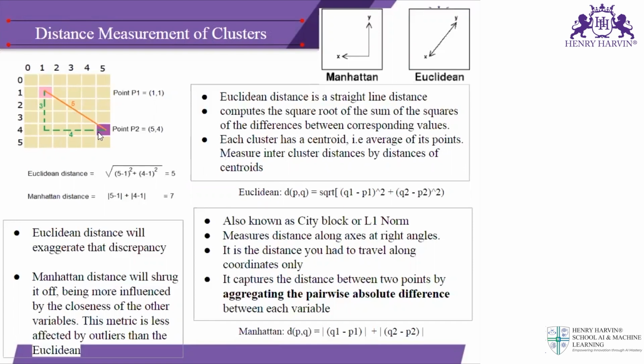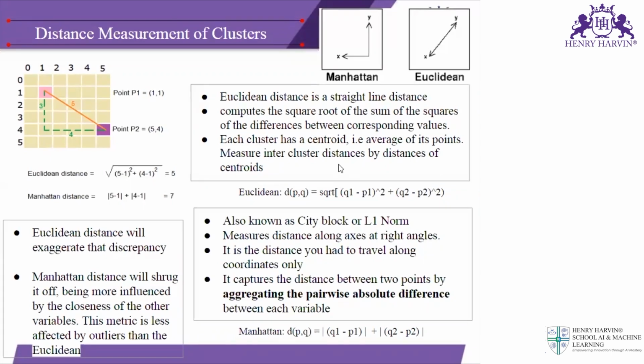So it is like how we calculate with the Pythagoras theorem. We will be calculating the hypotenuse of this triangle. Here you can see point 1 is (1, 1), and point 2 is (5, 4). The distance will be calculated as the square root of (5 minus 1) whole square plus (4 minus 1) whole square. It is the Pythagoras theorem, wherein we are calculating the hypotenuse of this triangle, and it will be the Euclidean distance for clusters.